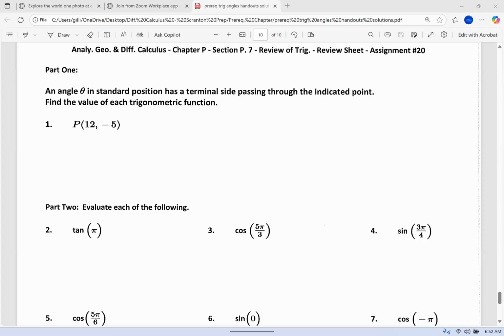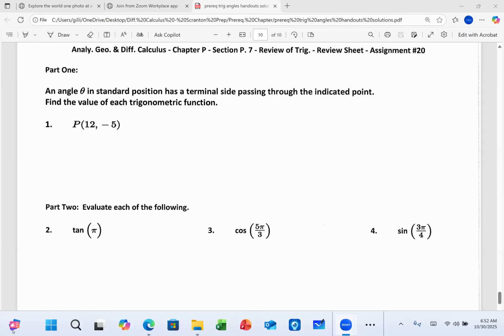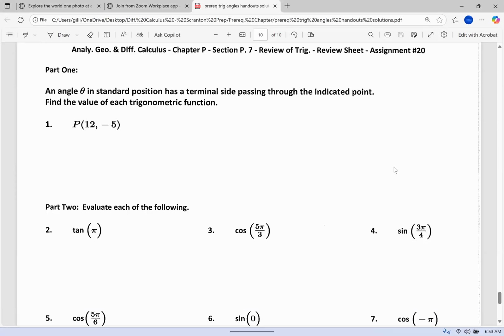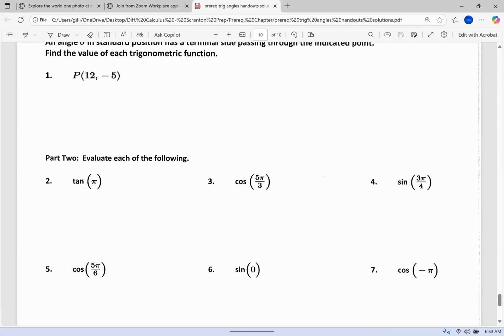Okay, so in this homework, we're going to start to review what we've learned so far, kind of recap everything. And let me just get those out of the way. Okay, so in the first problem, we're just reviewing what our trig definitions are.